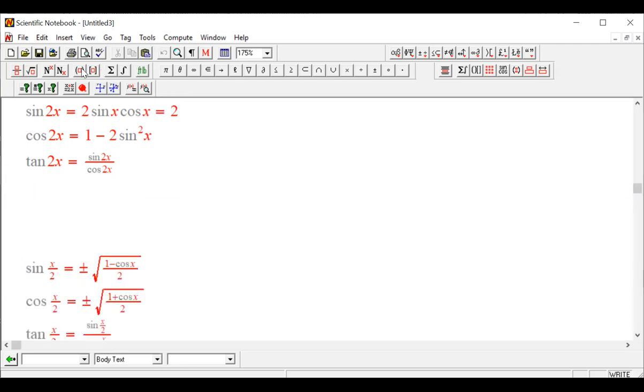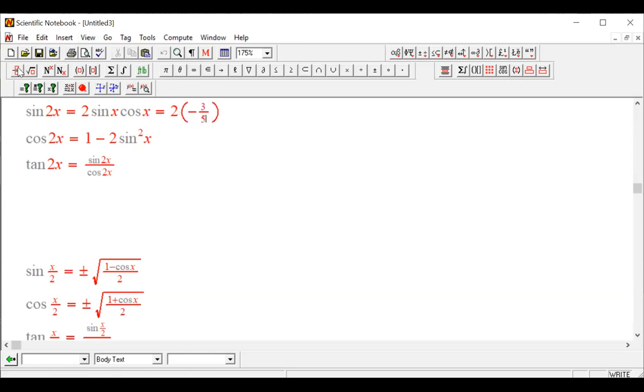So 2 times, this is -3/5, be patient, -4/5, equals, so that's going to be a positive number, because negative times negative is positive. So this is going to be 24.